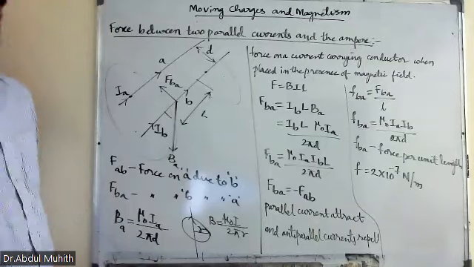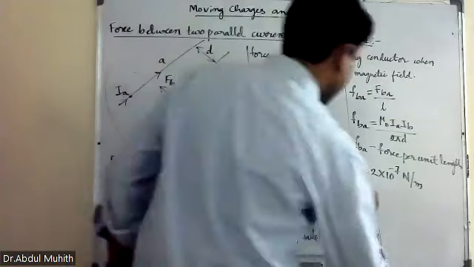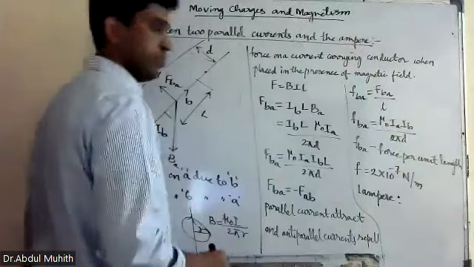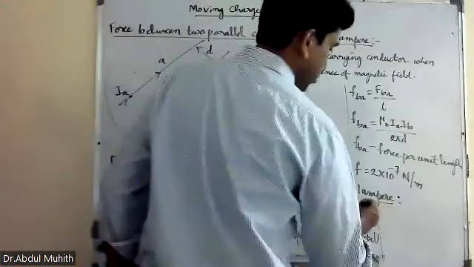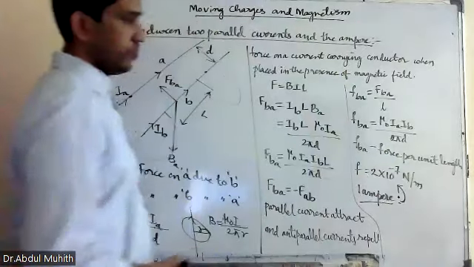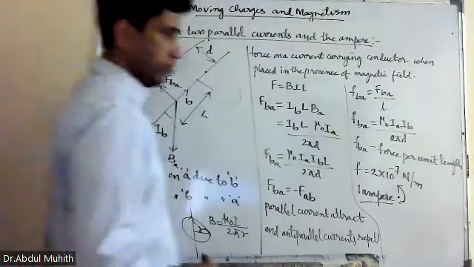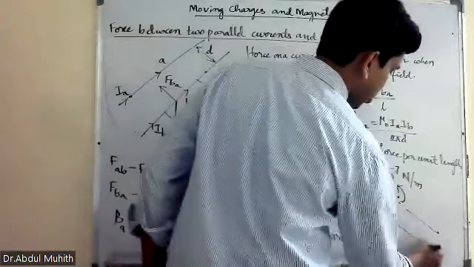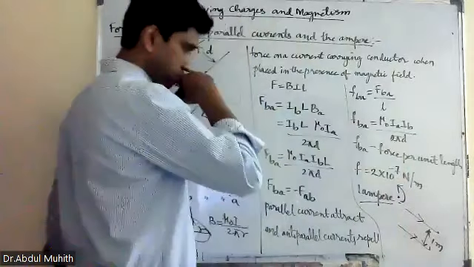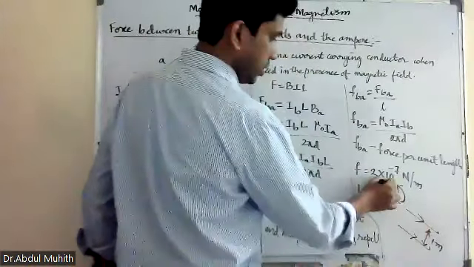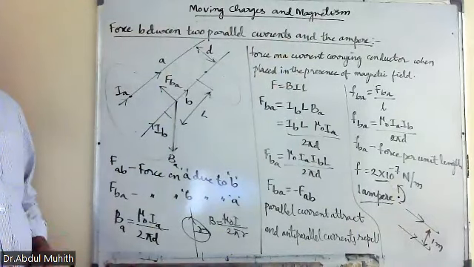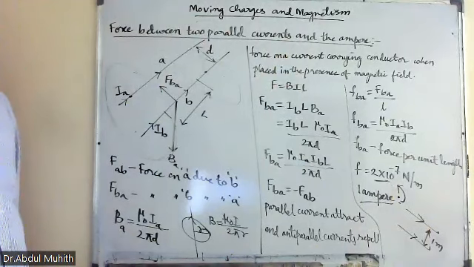So how do we define 1 ampere now? If he is asking to define 1 ampere, don't write the definition 1 coulomb by 1 second. 1 ampere means if the force between the two wires is this much, when separated by a distance of 1 meter, then it is known as 1 ampere. Clear? Is that clear? Yes, sir.